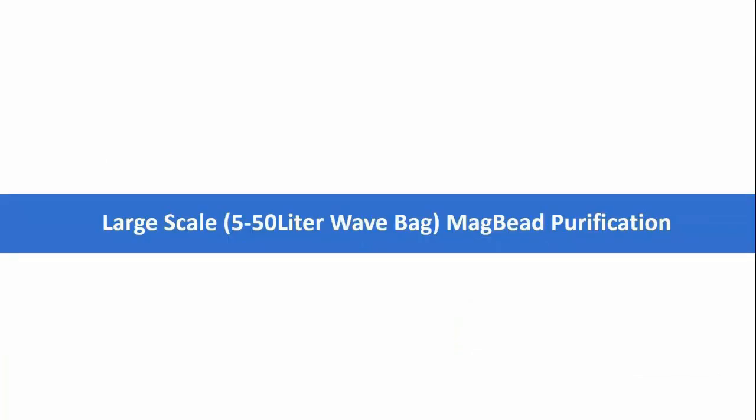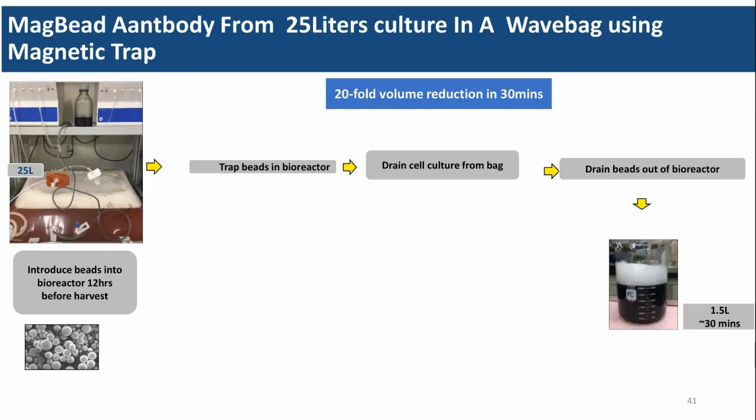So now I'll go to the large scale. This is a 5 to 50 liter wave bag magnetic purification system. This system was fabricated because wave bags have a very awkward shape, and they are not like a metal vessel with very strong walls. So how do you apply magnetic technology on this? On the left hand side, the very first slide shows that we introduced the beads 24 hours before harvest. This was a 25 liter cell culture.